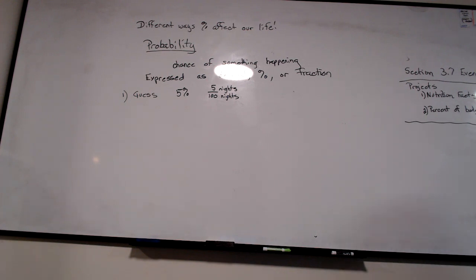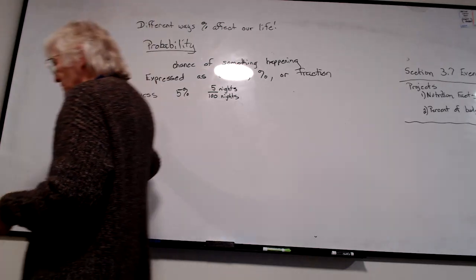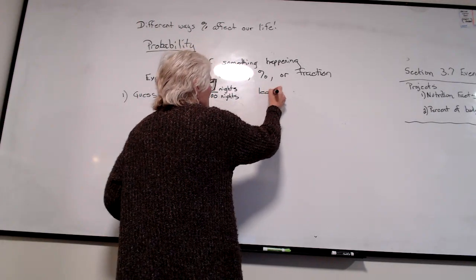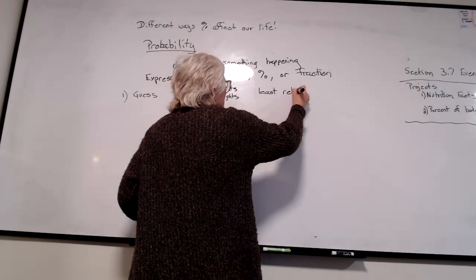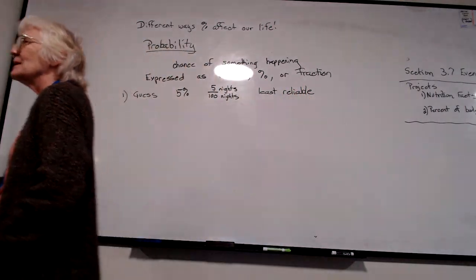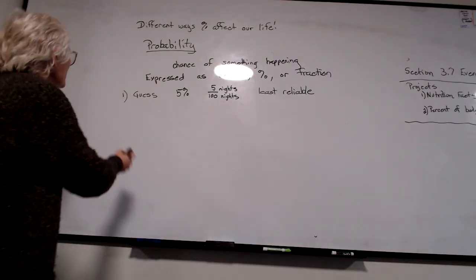But that's a guess. We don't know for sure. Based on your experience, you could guess that amount and say this is what it is. So that's one way we get probabilities. These are the least reliable. If I hear this percent and we know it's just guessed or made up, it's not very reliable that that's true, okay?